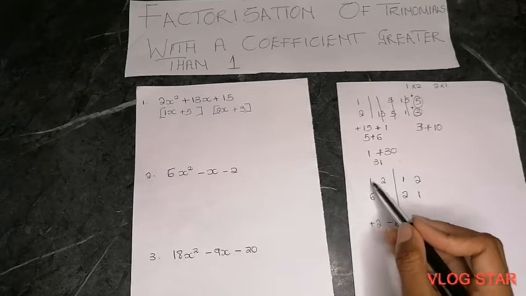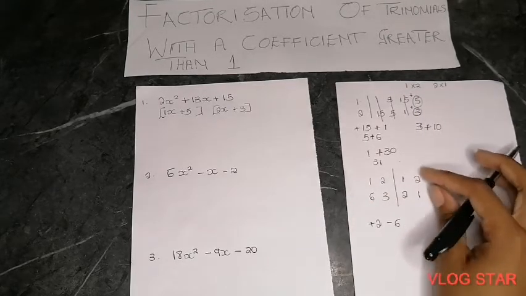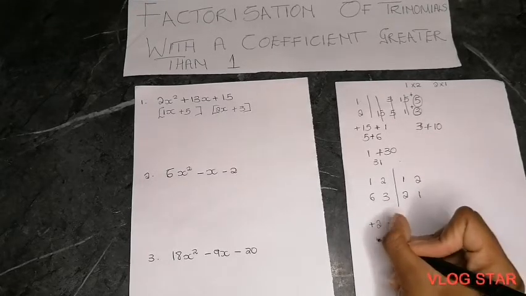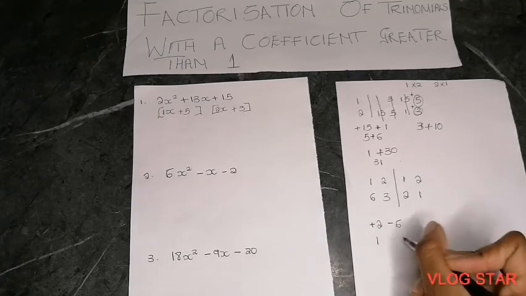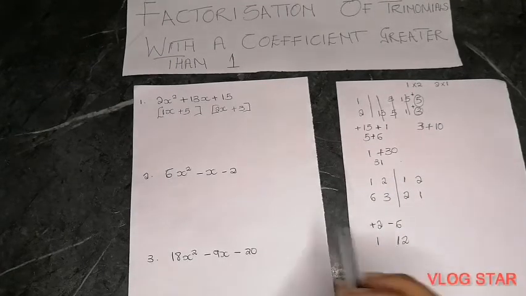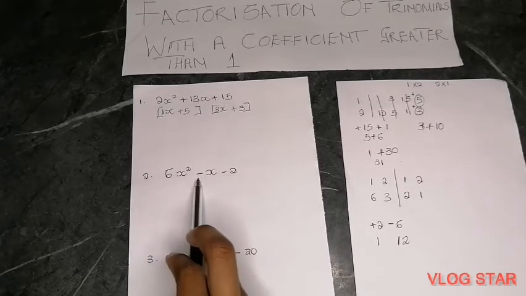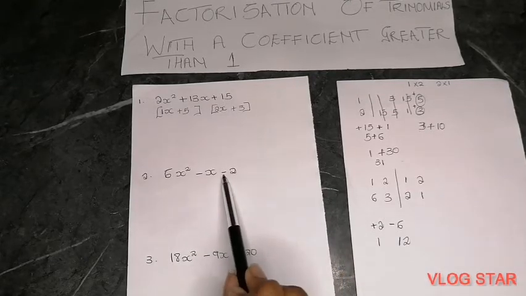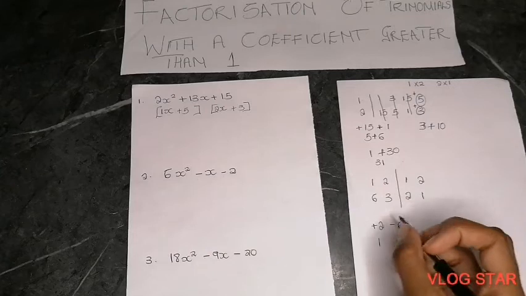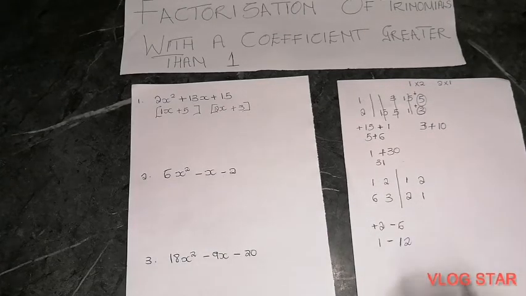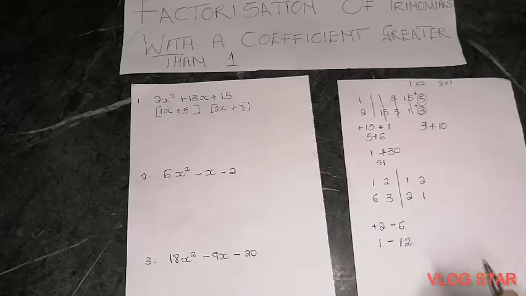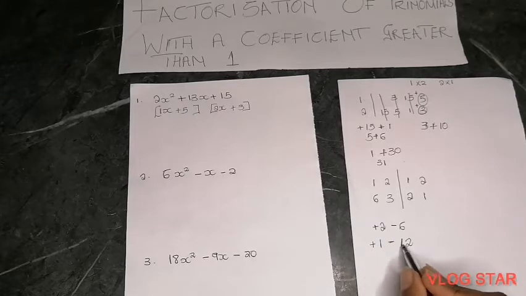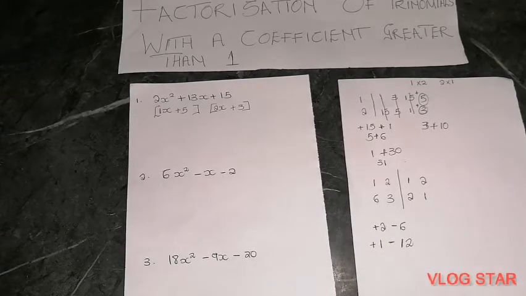We're still dealing with 1 and 6. So this 1 and 6 has to multiply again, 2 and 1. So let's multiply. 1 times 1, that's 1. 6 times 2, it's 12. The signs again, the bigger number will take the sign of the middle term, and the smaller number will take an opposite sign. Why? Because the last term is negative. So our 12 is going to take the negative sign, and then 1 will take the positive sign.